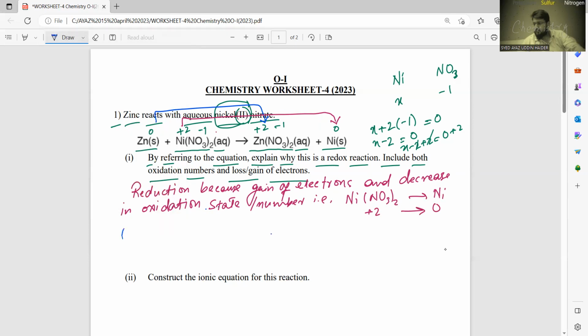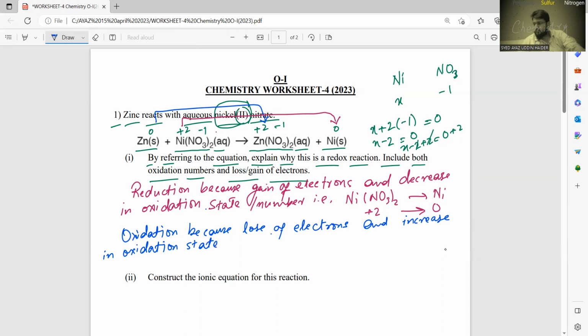Now we have oxidation because of loss of electron and increase in oxidation state or number. That is Zn to Zn(NO3)2. You write 0, to +2.